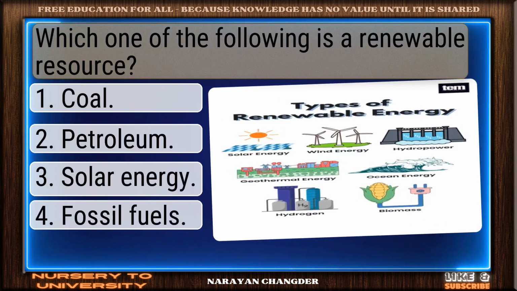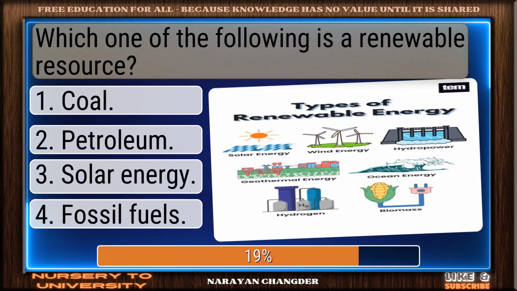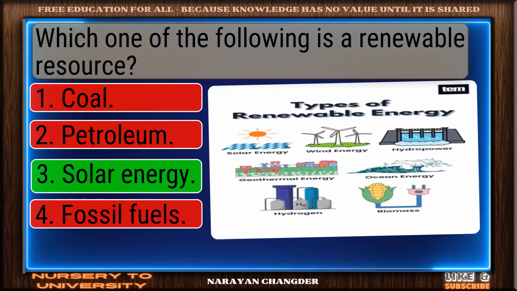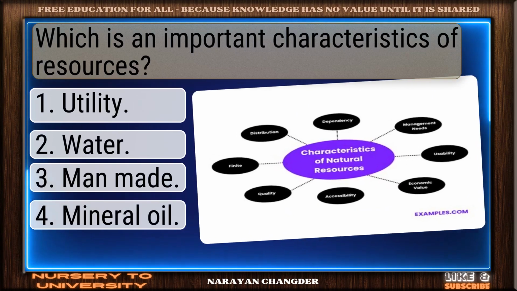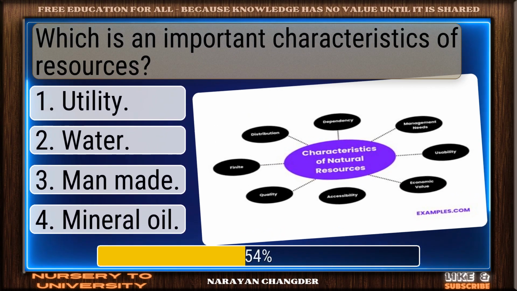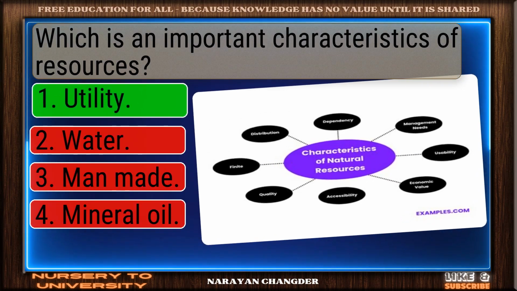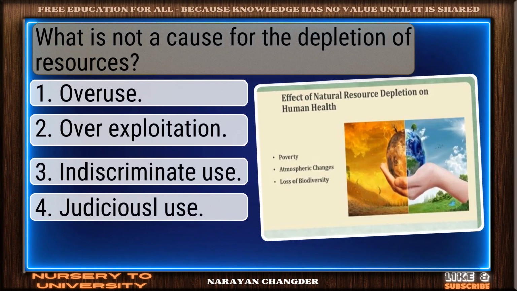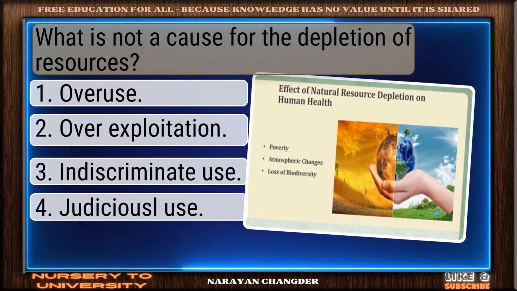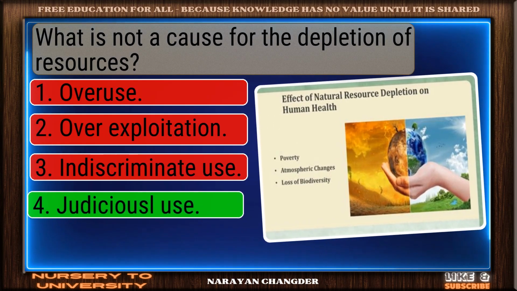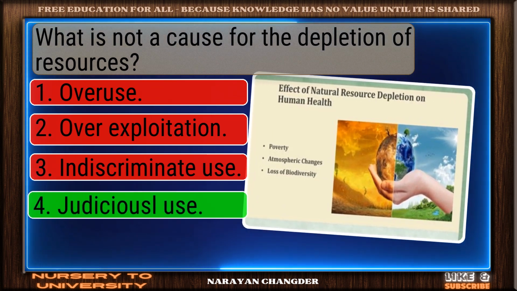Which one of the following is a renewable resource? Sharp thinking. Solar energy is right. Which is an important characteristic of resources? Good thinking. Utility is right. What is not a cause for the depletion of resources? Perfect. Judicious use is the one.